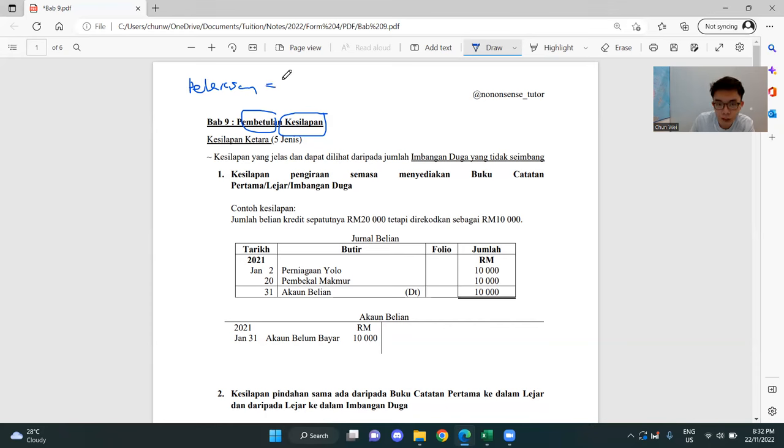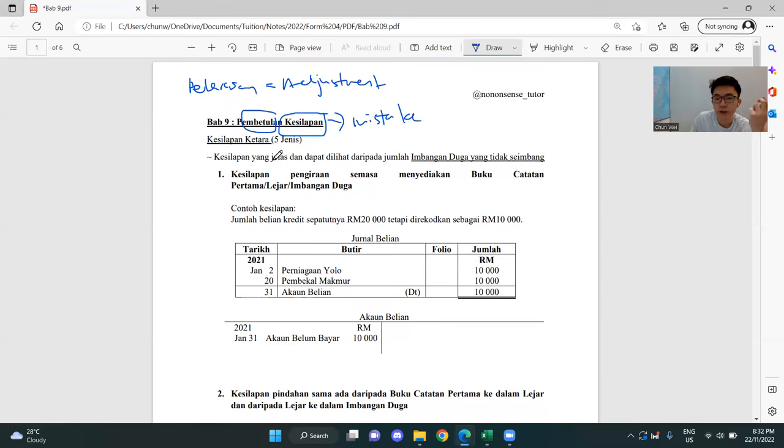Pelarasan is also an adjustment, but the adjustment is something more like you got hutang lapor and so on. So those are the pelarasan. But pembetulan kesilapan is something that relates to mistakes. You ada kesilapan, you got a mistake, and so you have to correct it.